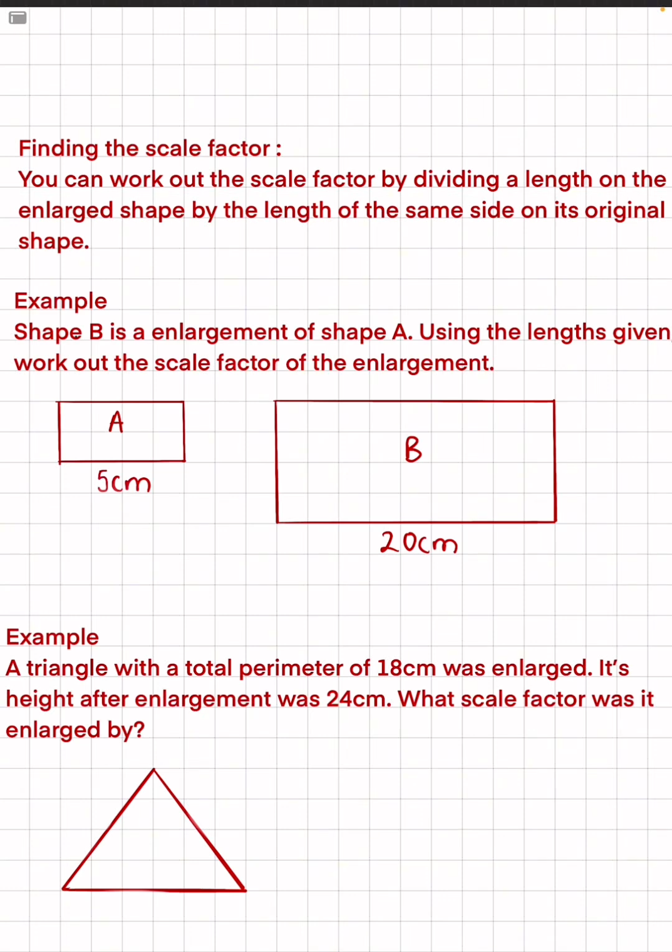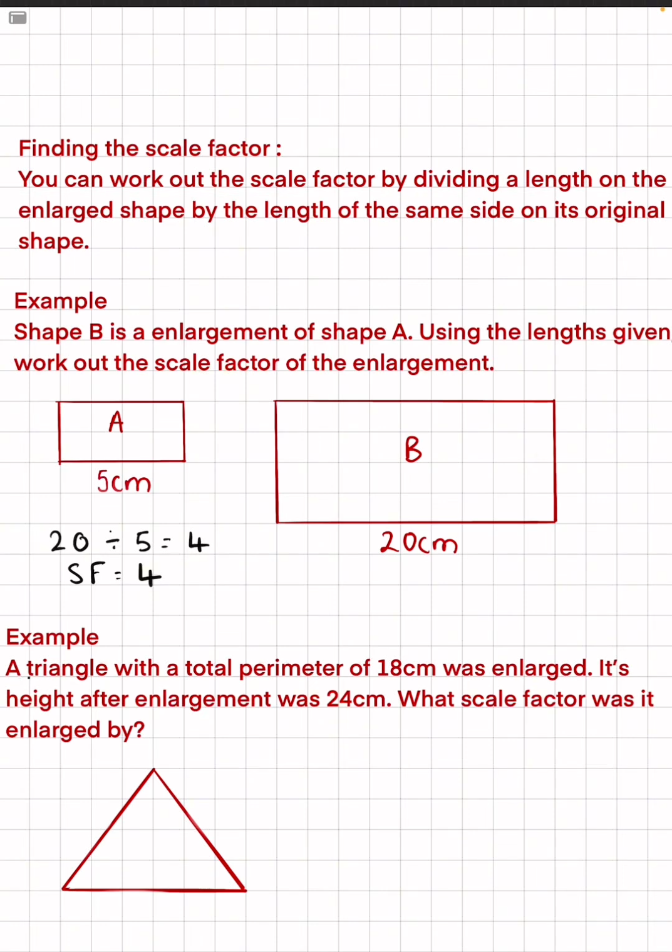Here's an example. Shape B is an enlargement of shape A. Using the lengths given, work out the scale factor of the enlargement. Here's the enlarged shape, and here's the original shape. To find the scale factor, we need to divide the length on the enlarged shape by the length of the same side on its original shape. So 20 divided by 5 equals 4. So the scale factor is 4.